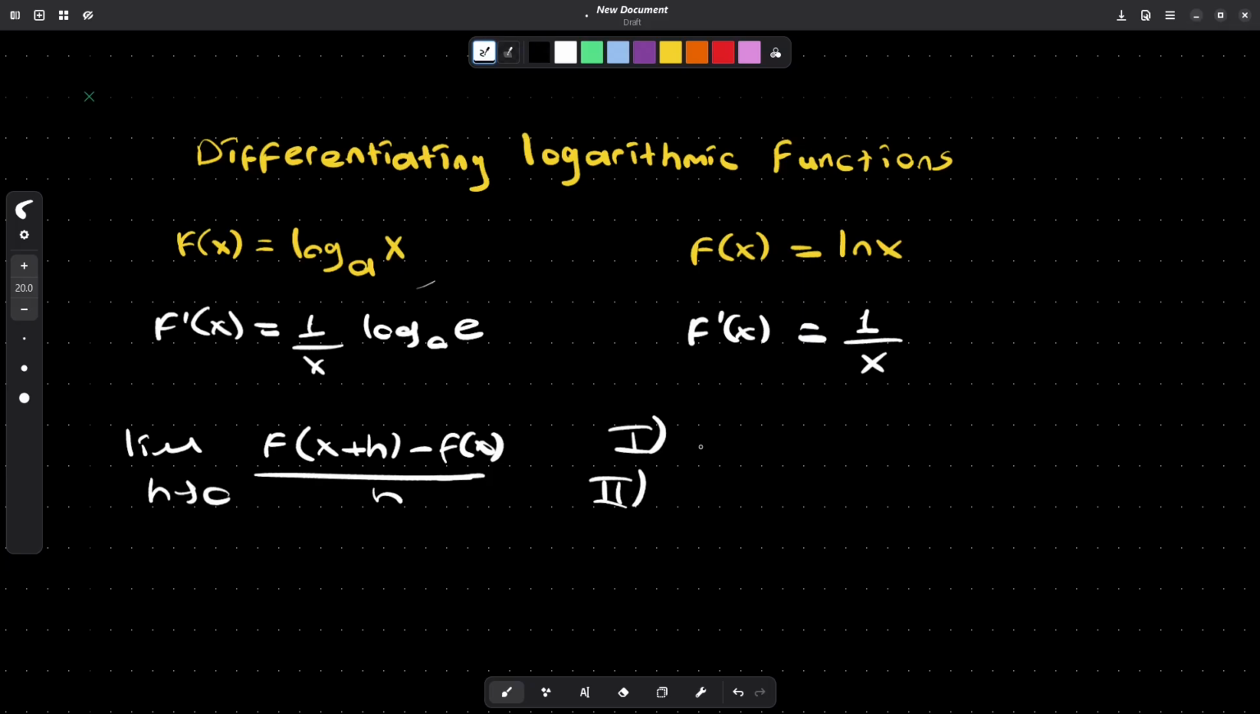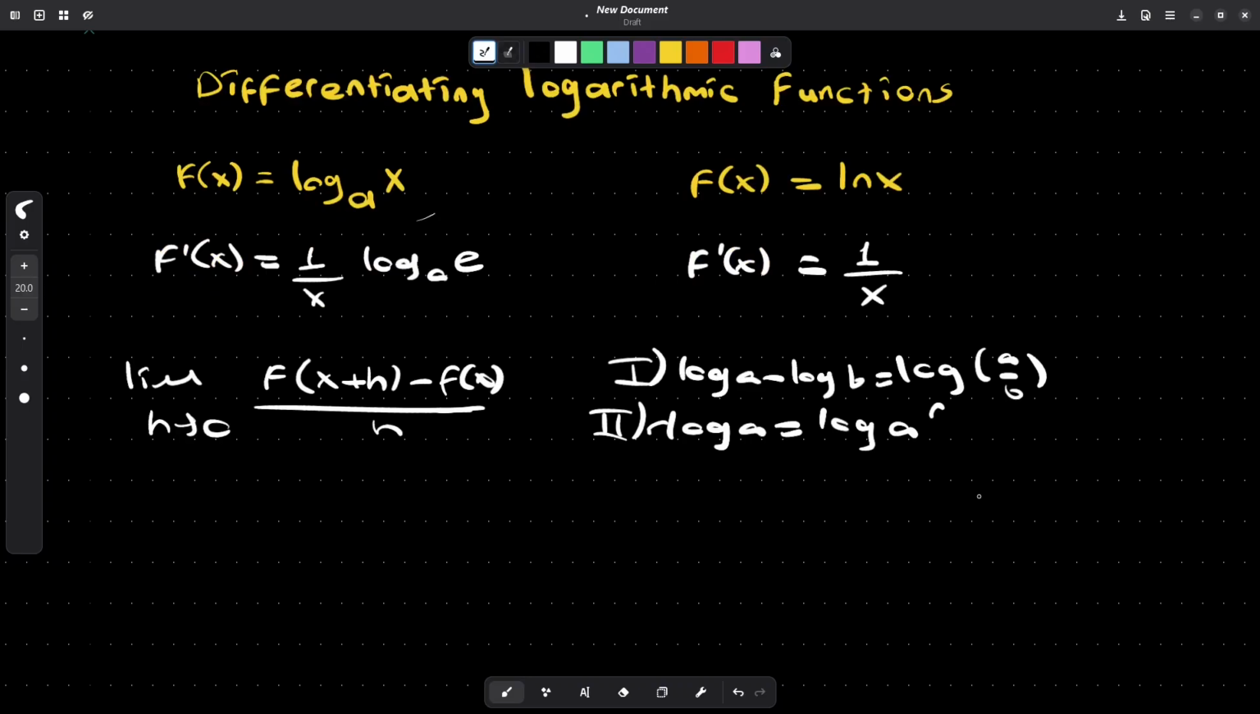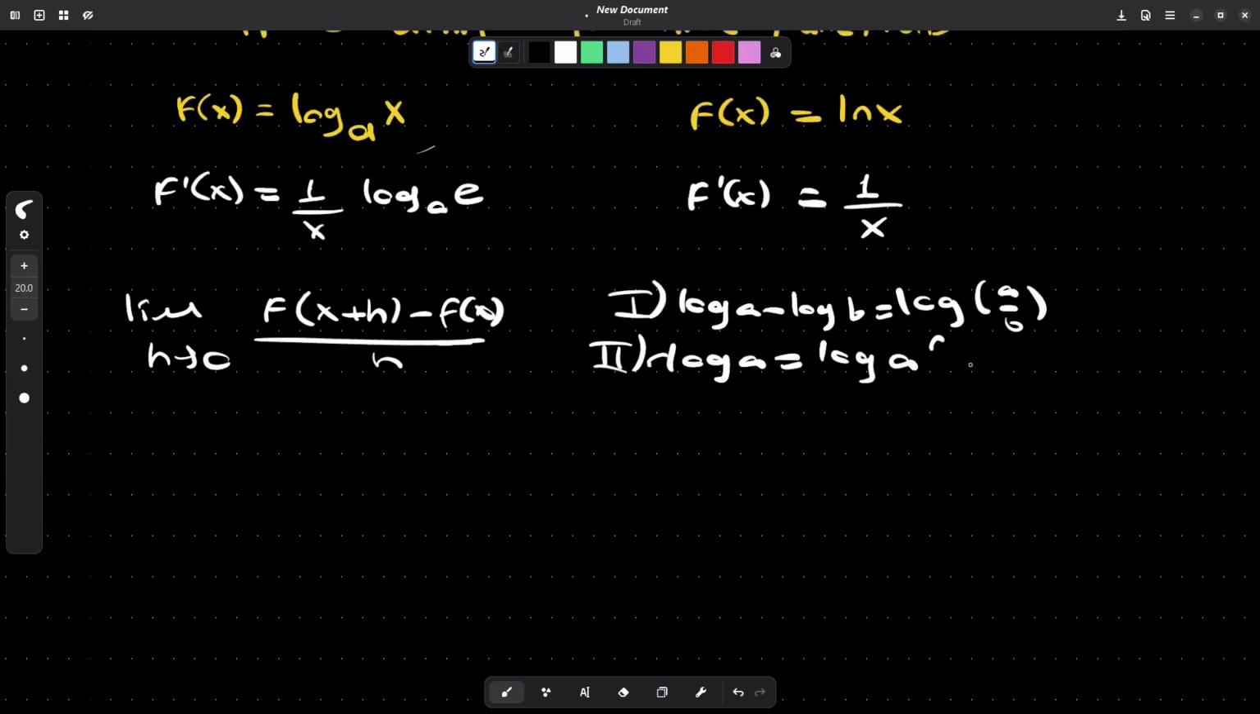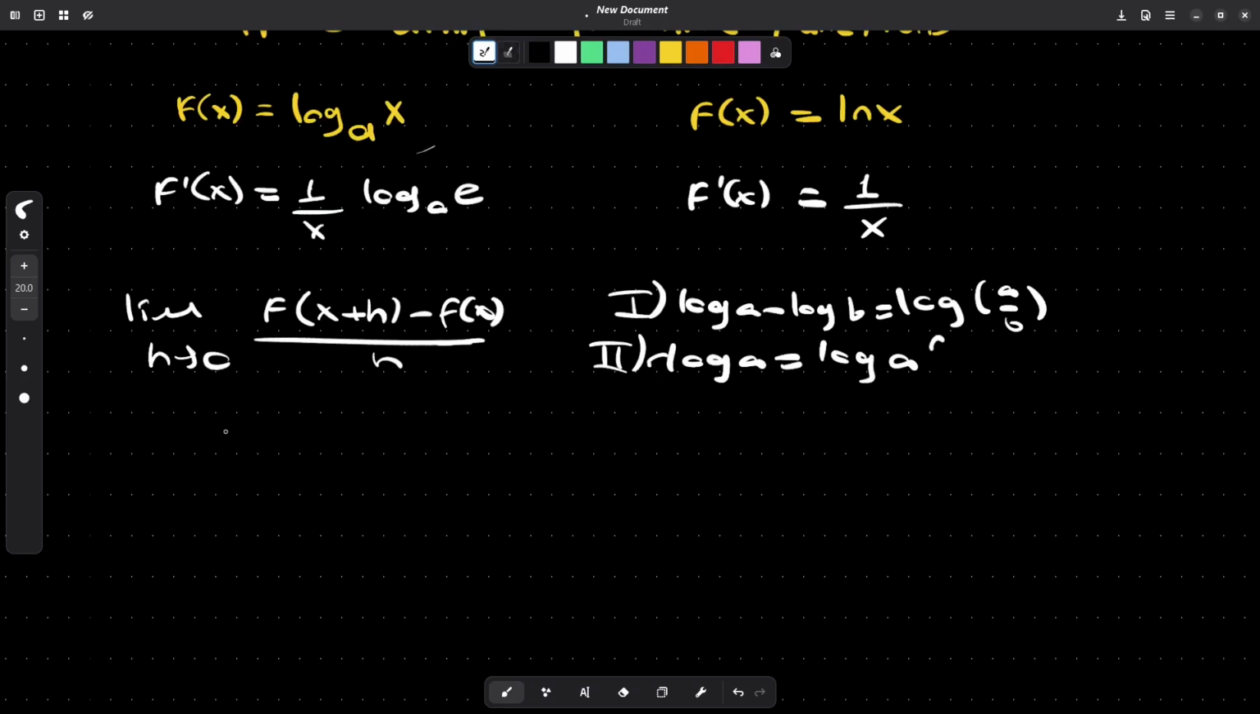And we will use two log properties. Log a minus log b can be written as log of a over b. And r multiplied with log a, we can write as log a with r as the power. These two properties from high school, pre-algebra, pre-calculus, I don't know, we need to know, and we will use these two properties now.